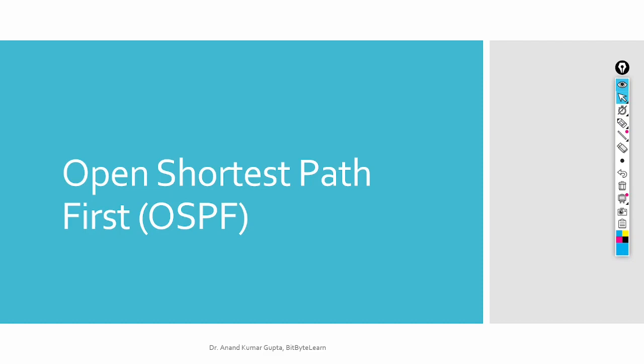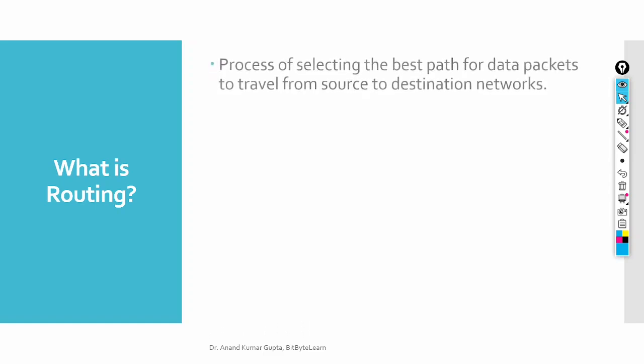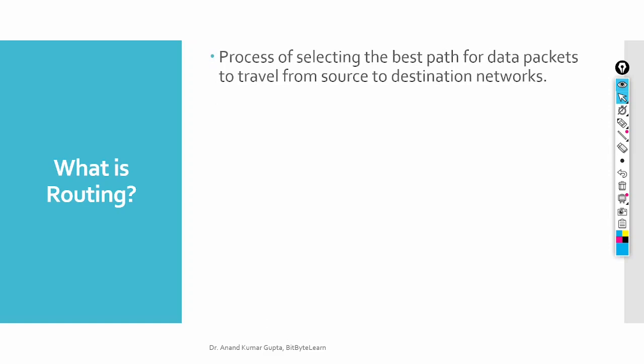Today we are going to learn about OSPF. OSPF stands for Open Shortest Path First. Before we learn about OSPF in detail, let's have a quick discussion about what routing is. Routing is basically a process of selecting the best path for a destination network from the source network.